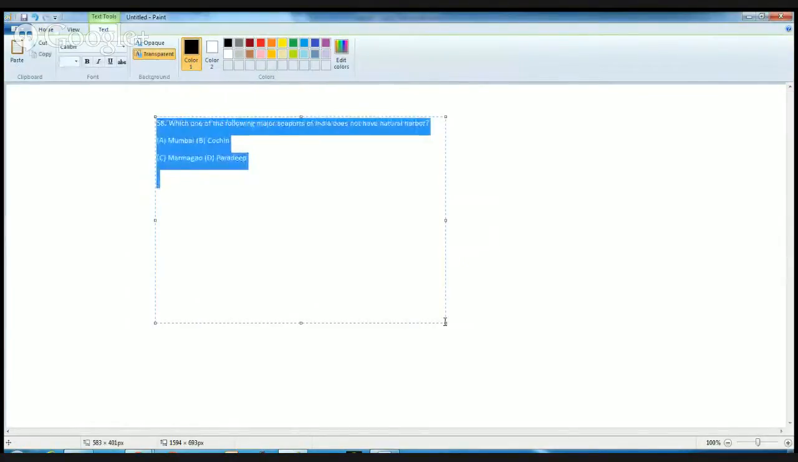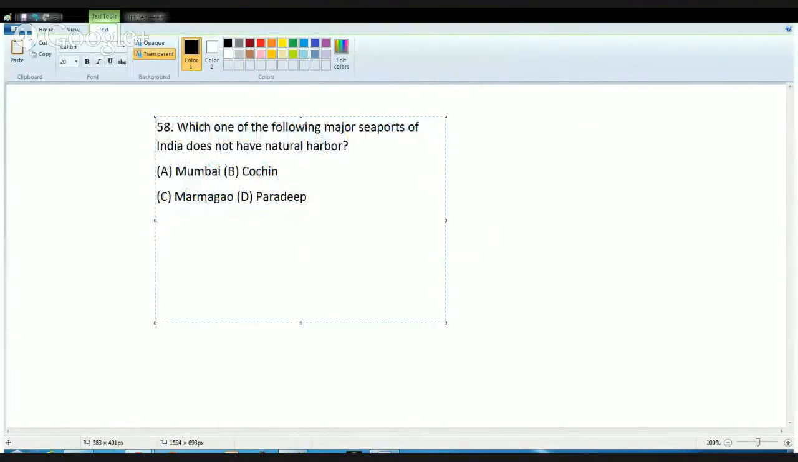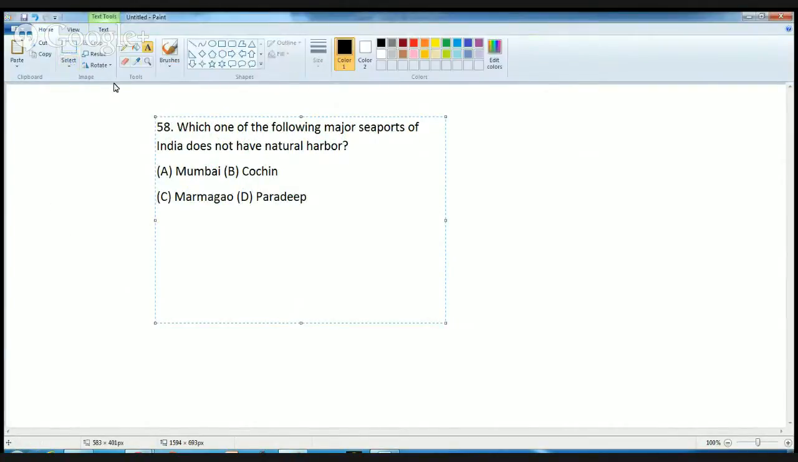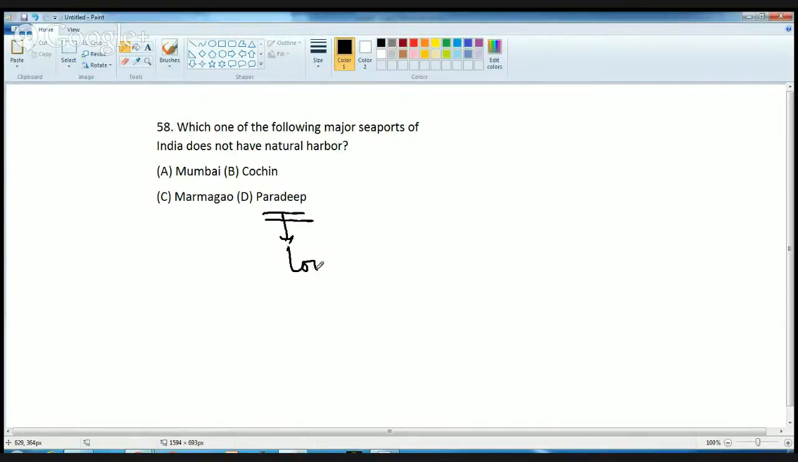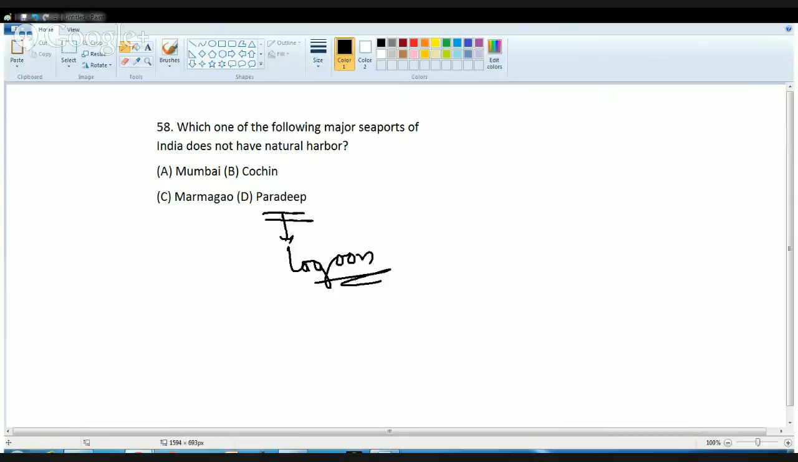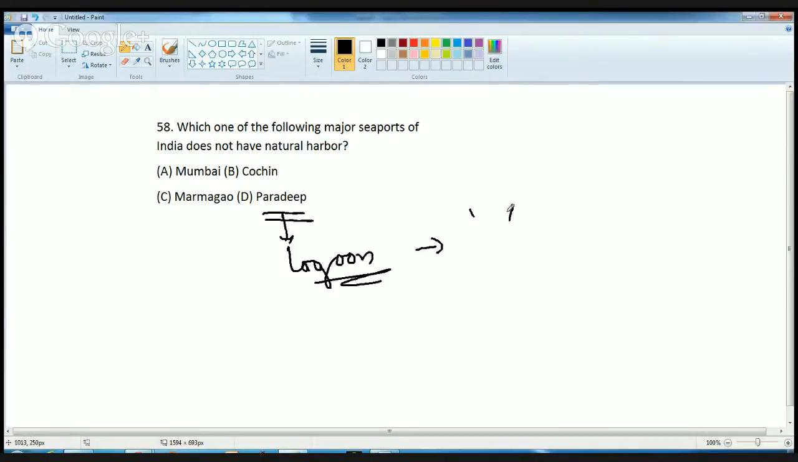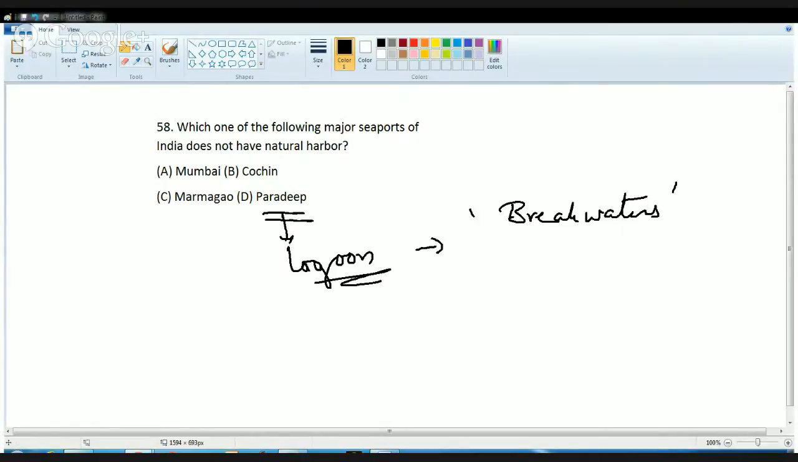Now here are the 4 choices. Which of the following seaports in India does not have a natural harbour? The correct answer here is Paradeep. So Paradeep is the only port which is located in Odisha. It is an artificial lagoon type. So it's a lagoon type of harbour, and it is protected by breakwaters. So you have breakwaters on the side, and the whole of it is approached only by channels. So it is the only harbour which is artificially made.